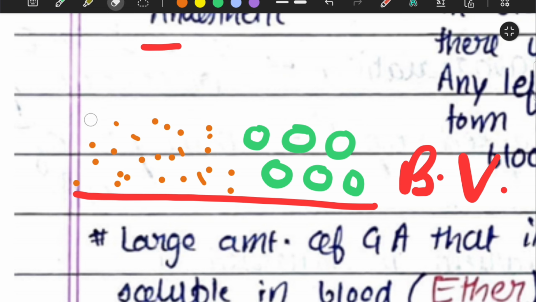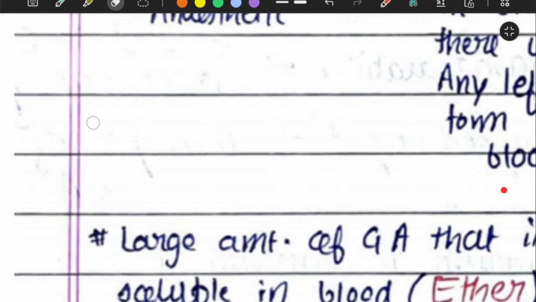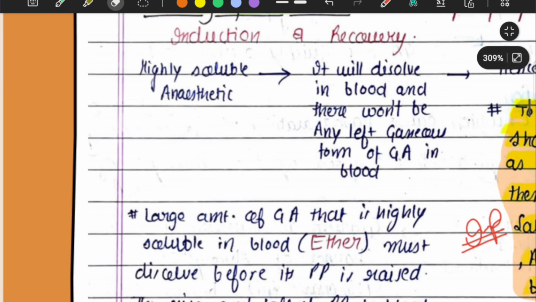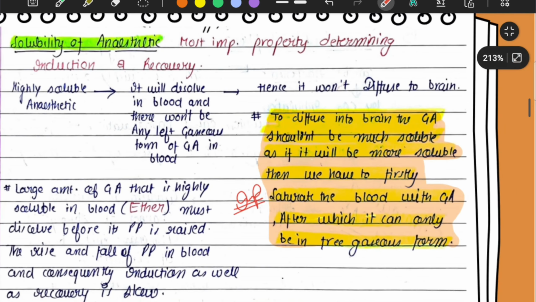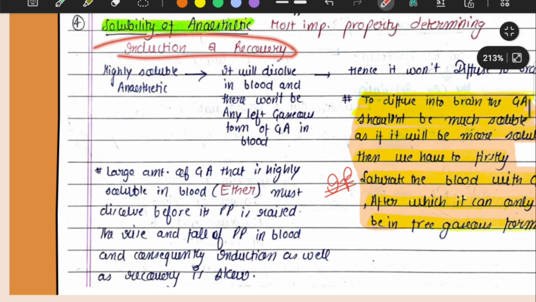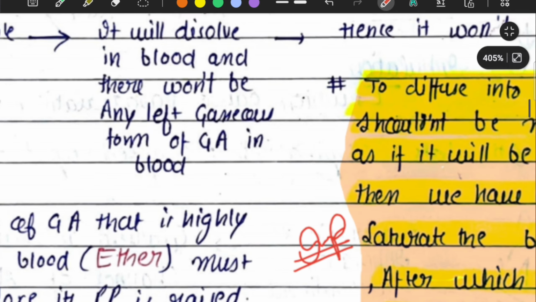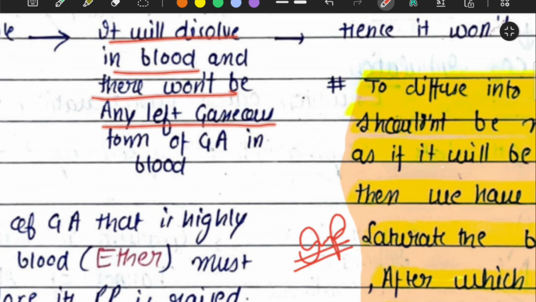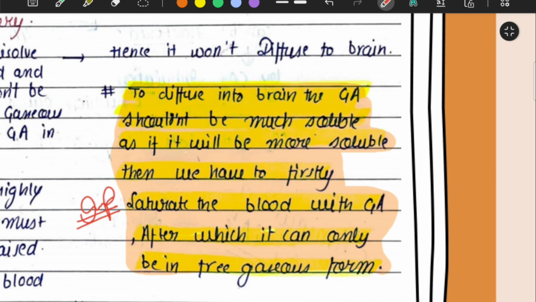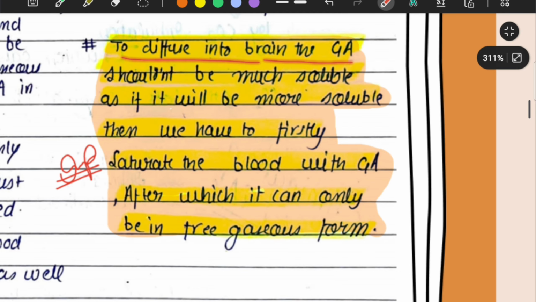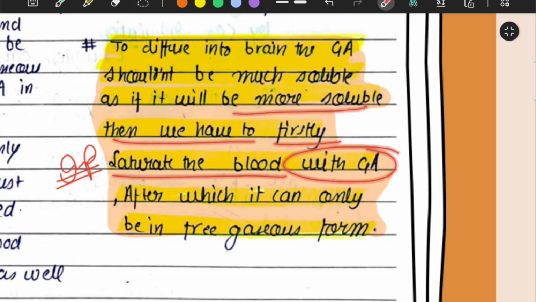I hope it is not an issue and you understood it well, that if the gas is still in the gaseous form in the blood vessel, it would quickly diffuse out of the blood vessel onto the target organ to show its effect, right? So that's what we are discussing over here also. It is the most important property determining the induction and the recovery. How? If the gas is a highly soluble anesthetic, it will dissolve in the blood and there won't be any gaseous form of the anesthesia left in the blood, correct? So hence it won't be diffusing into the brain or the target organ I'm mentioning over there. Okay, so to diffuse into the brain, the gaseous anesthesia shouldn't be much soluble, and if it is more soluble, then we have to first saturate the blood with the gaseous anesthesia.